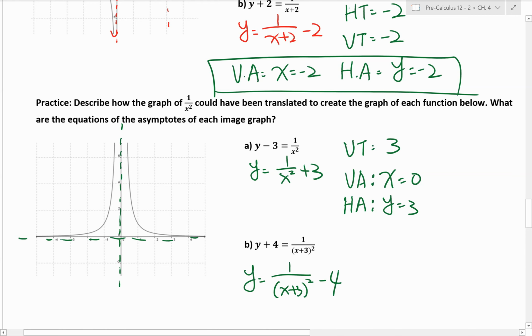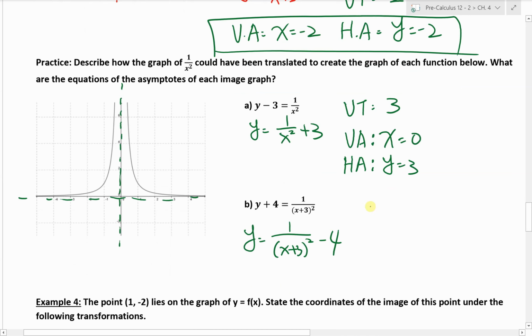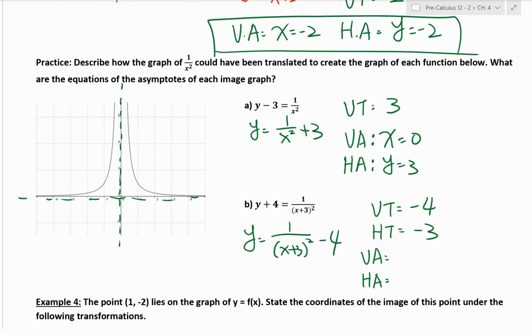Minus 4. So now this is a vertical translation of 4 units down, horizontal translation of 3 units left. Both my vertical asymptote and horizontal asymptote are going to be different now. The vertical asymptote is going to be affected by the horizontal translation because it's a vertical line. So we move 3 units left. So now this is going to have an equation of x equals negative 3.